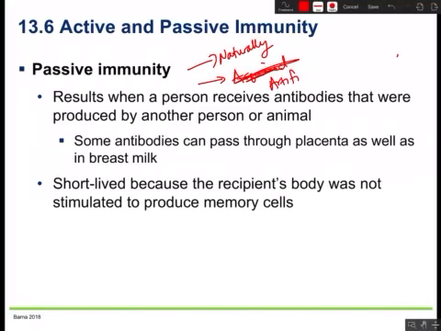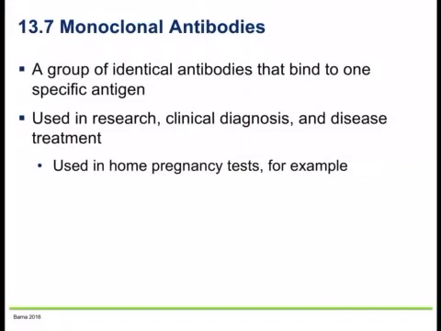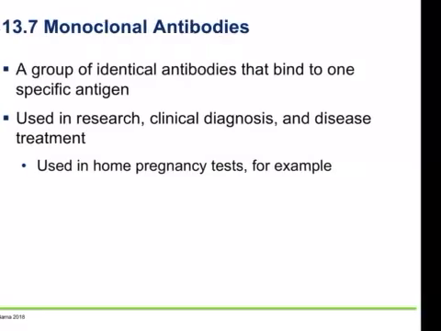And acquired is artificial. This is where if you are going to visit somewhere that has malaria or yellow fever, you may get what's called prepared antibodies. They're very short-lived. These are called monoclonal antibodies. And so they're man-made antibodies, basically. And monoclonal antibodies are also used in research, diagnosis, disease treatment, and pregnancy tests. So a lot of different uses for prepared antibodies.